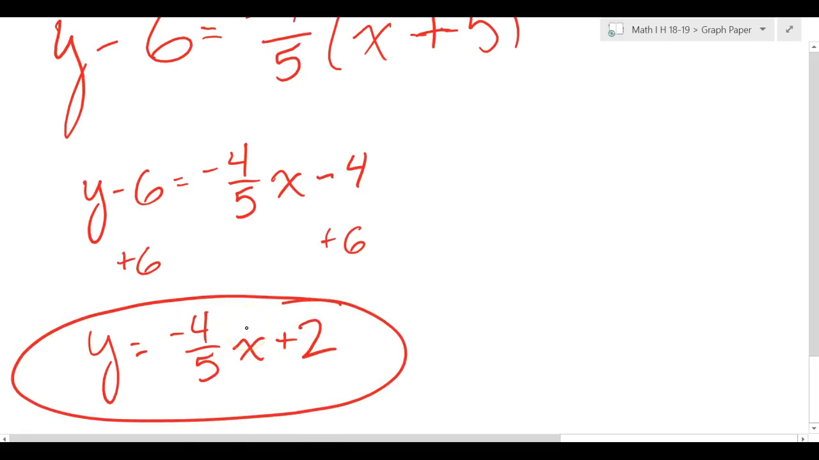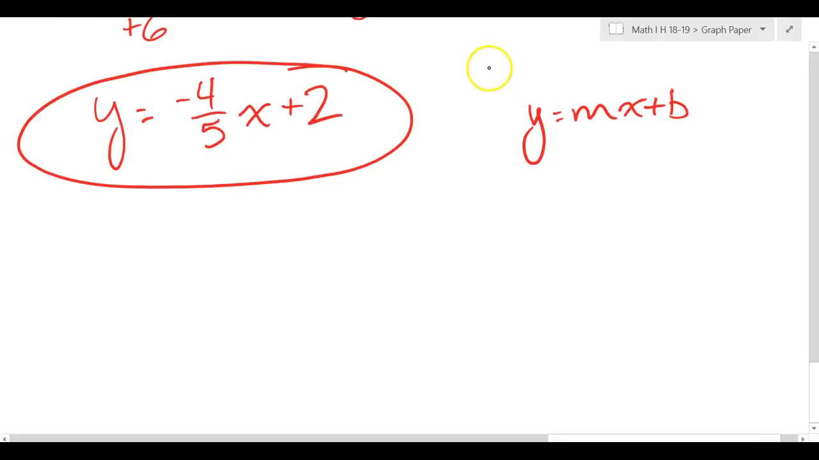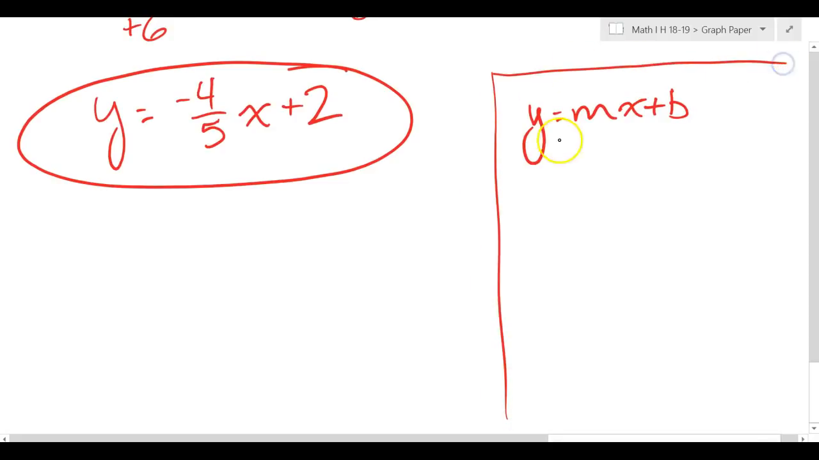And that is now in slope-intercept form because it is in the form y equals mx plus b. Now here's a fun little part that I'm going to tell you on here. If you write these following things on the top of your summative, I will happily give you a couple extra credit points.